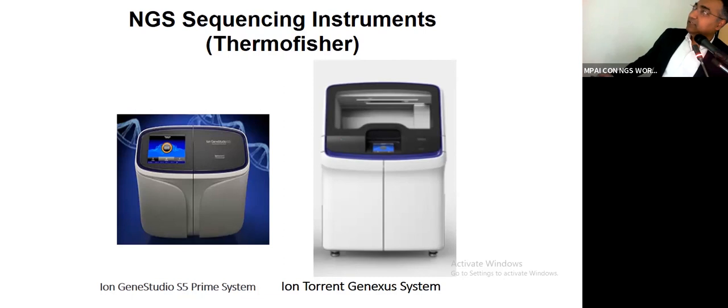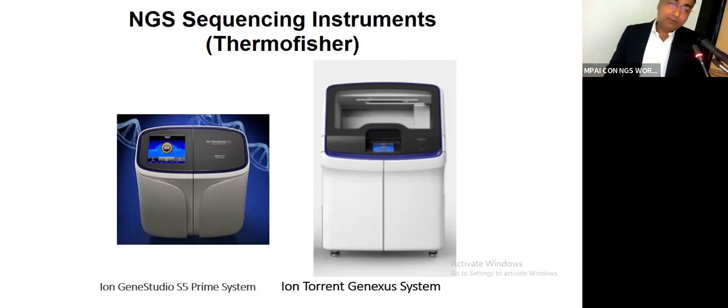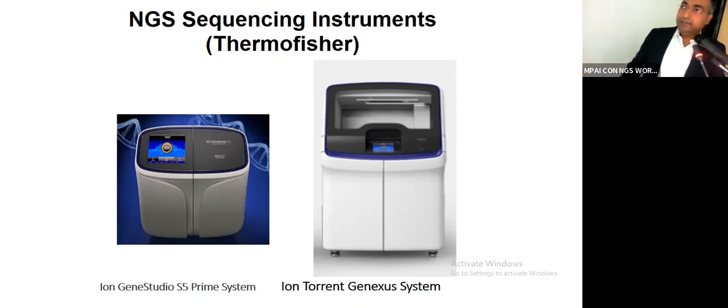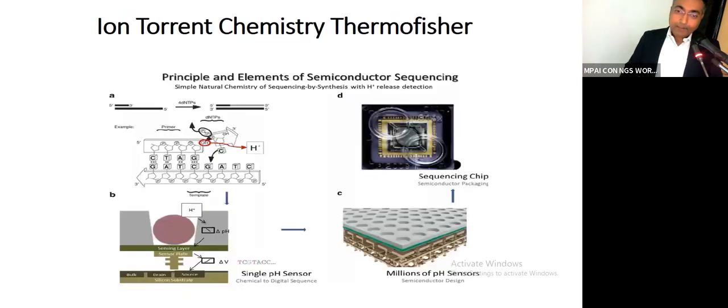And the latest equipment is this Genexus platform. Both the systems are available in our laboratory, and we have the experience of running both of them. Genexus is a fully automated system where you just need to load the library, and it tends to give you the results, depending upon whatever panels are available.